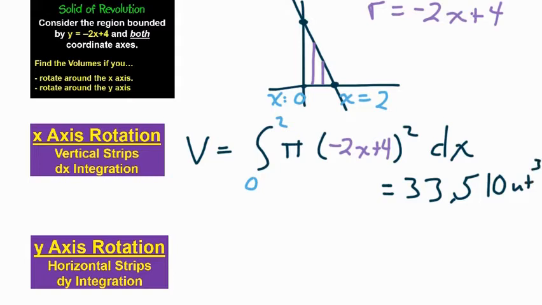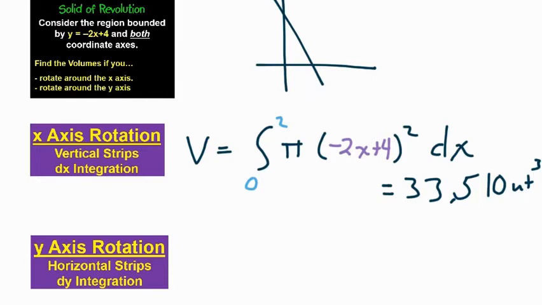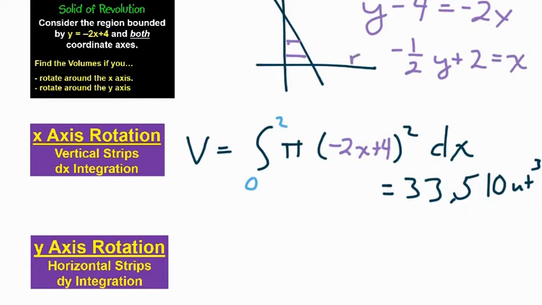Now, for the dy integration, you're going to be rotating the region around the y-axis. Maybe you can kind of visualize the shape that you're going to get. But the most important thing here is to think about the cross-sections. And those cross-sections are still circles, and that means that we need a radius. This time the radius is going to be an x value, so you have to solve your equation for x. You can subtract 4, you can divide by -2, and we end up with this equation, -1/2 y plus 2, being our radius.